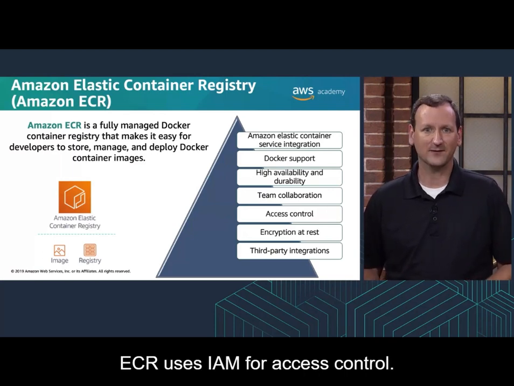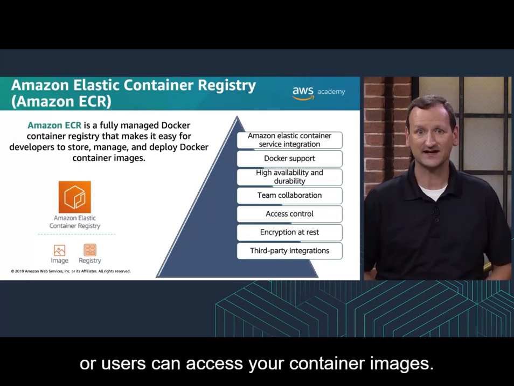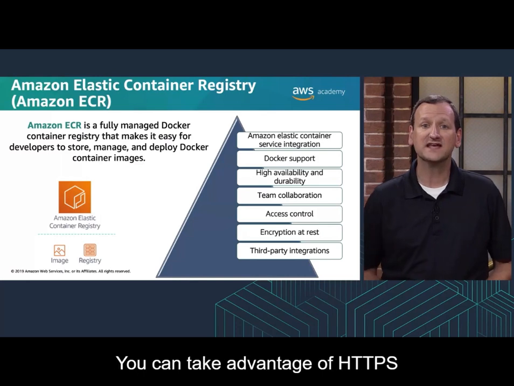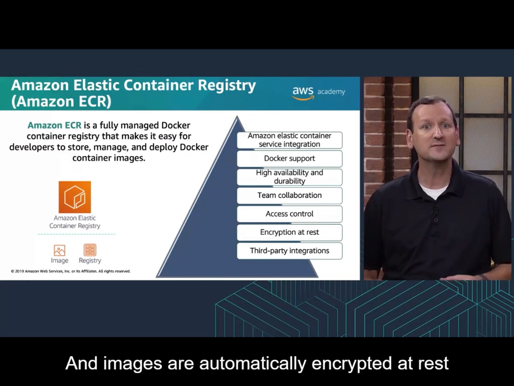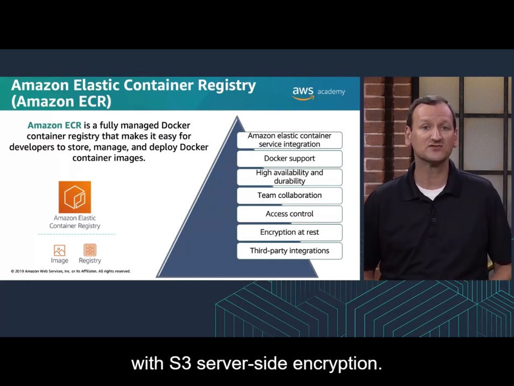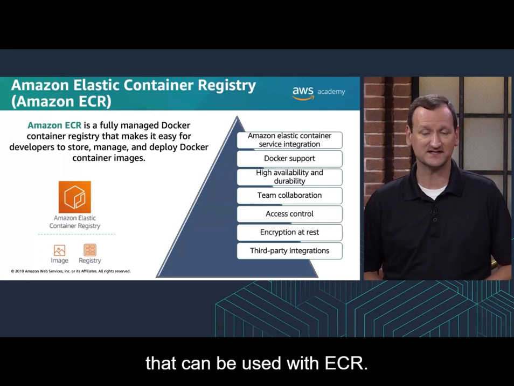ECR uses IAM for access control, so you can control which EC2 instances or users can access your container images. You can take advantage of HTTPS to transfer your container images to and from ECS, and images are automatically encrypted at rest with S3 server-side encryption. And lastly, there are many third-party tools that can be used with ECR.